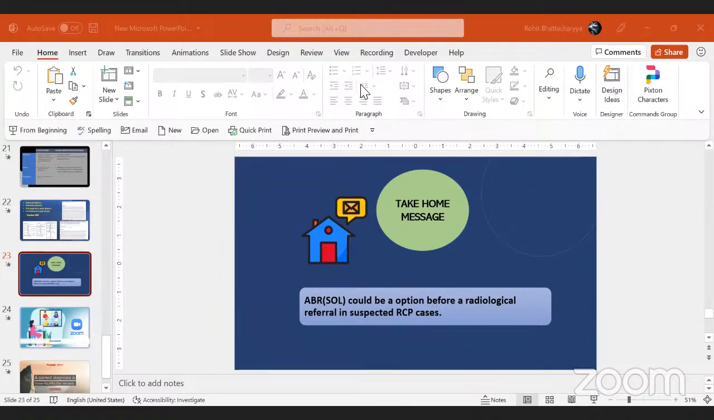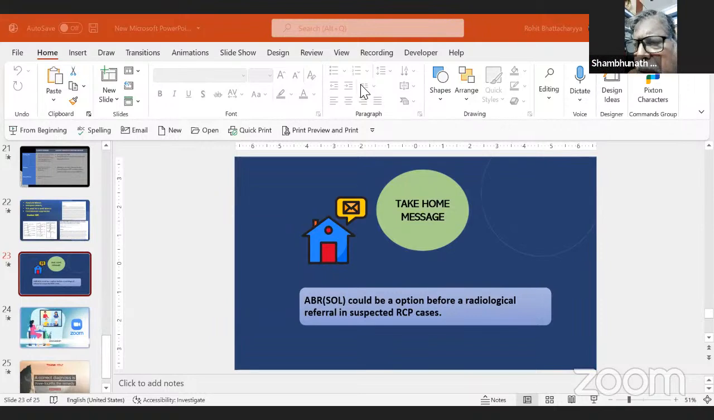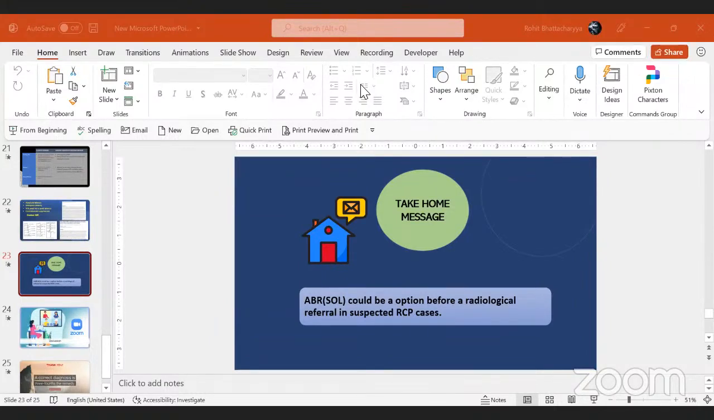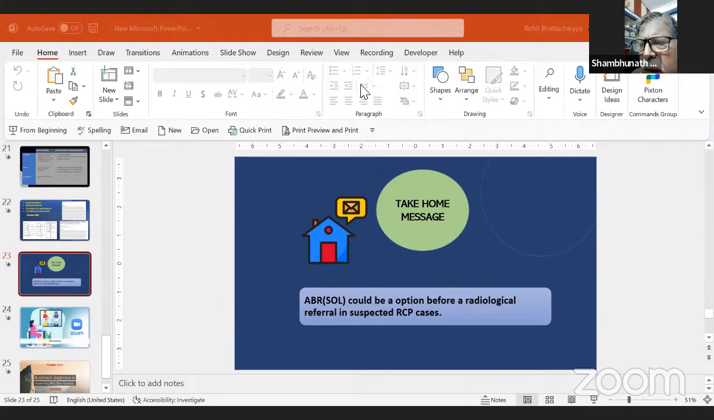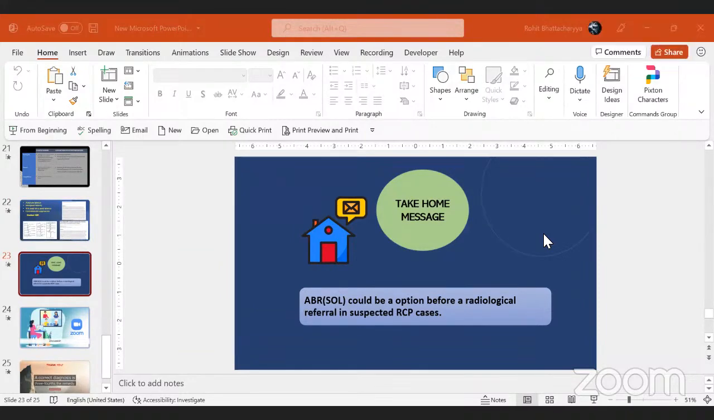Moreover, you have rightly told that stacked ABR is important. Compressed ABR, because there is a timing difference from the apex to the cochlear nucleus as well as from the base to the cochlear nucleus. So yes, if you do stacked ABR, then also you can find out. Yes, sir.